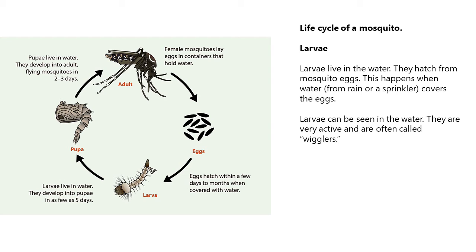Larvae live in the water. They hatch from mosquito eggs. This happens when water, from rain or a sprinkler, covers the eggs. Larvae can be seen in the water. They are very active and are often called wigglers.